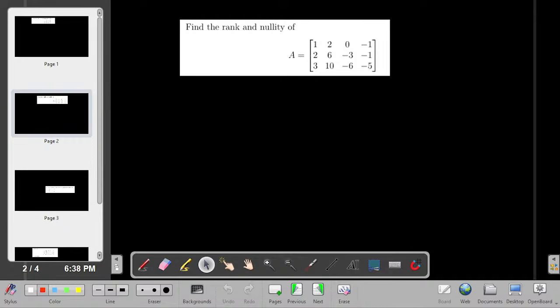So the first problem says find the rank and nullity of A, which is a matrix, right? Which has 4 columns and 3 rows. So let's go straight to solving this problem. How do we find the rank and nullity of a matrix?